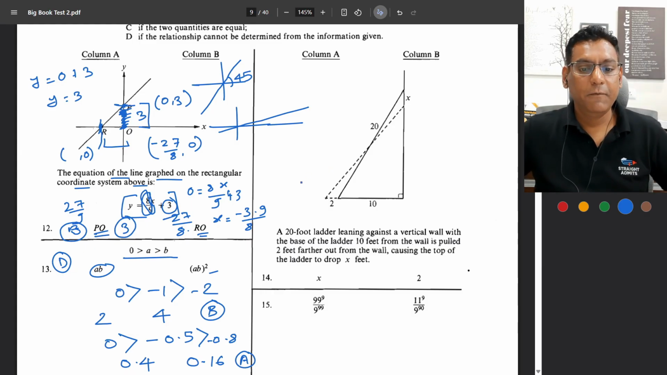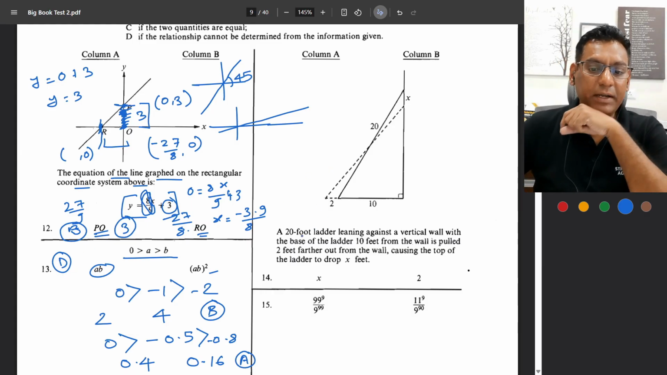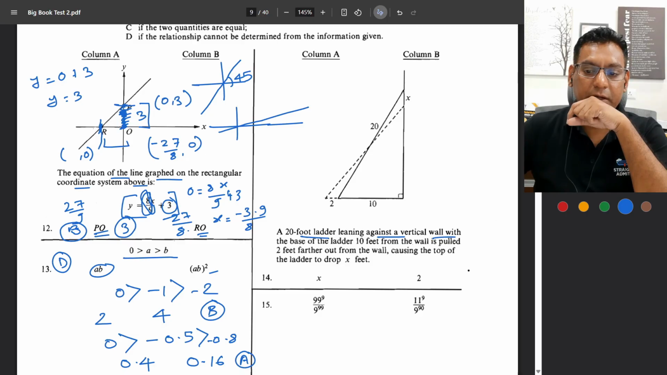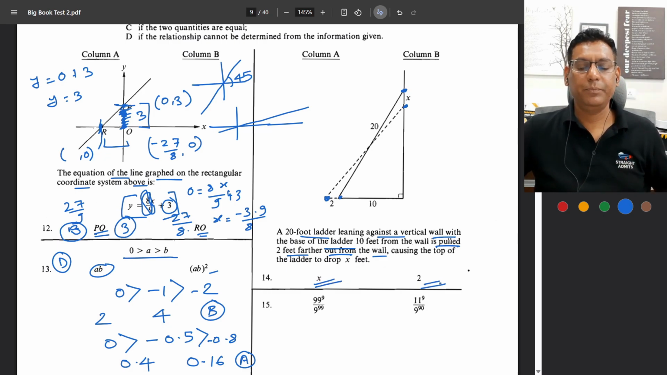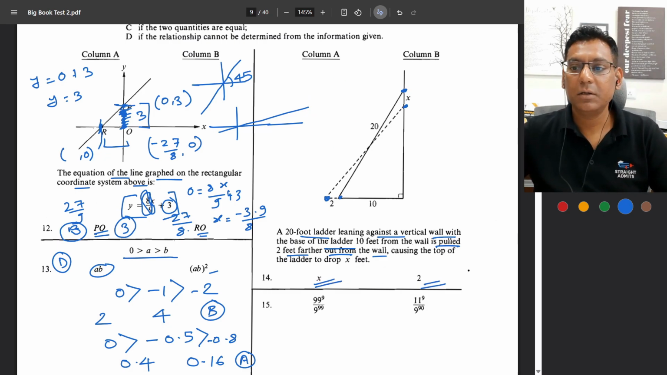Okay, fine. Let's look at this. A 20-foot ladder leaning against a vertical wall. So this is the original position, with the base of the ladder 10 feet from the wall. It is pulled 2 feet farther out from the wall. So this is the new position, this to this, causing the top of the ladder to drop x feet. I need to compare x with 2. Let me find out what that number would be.